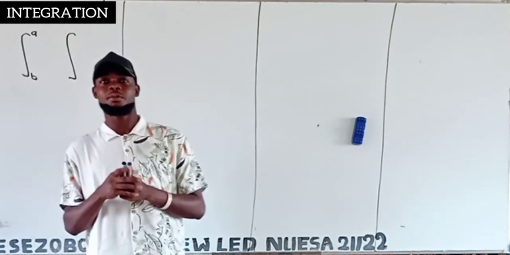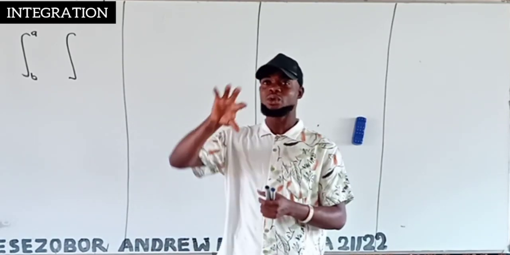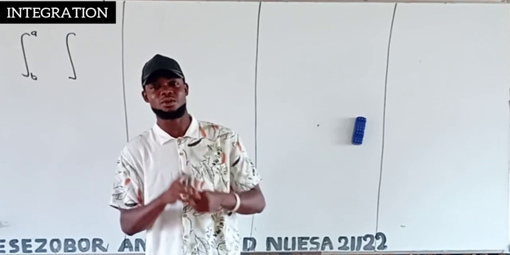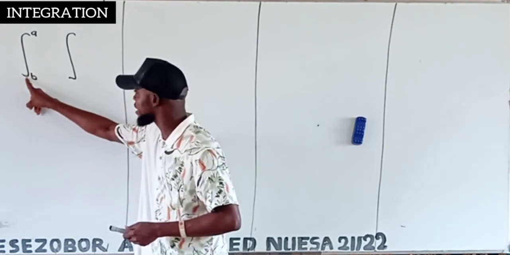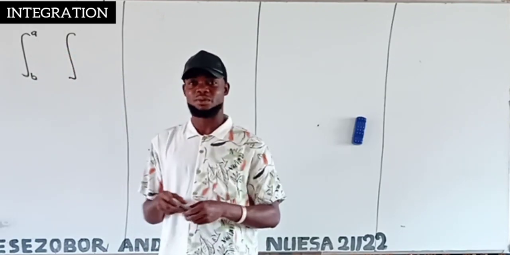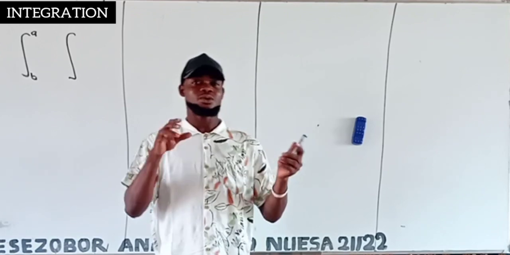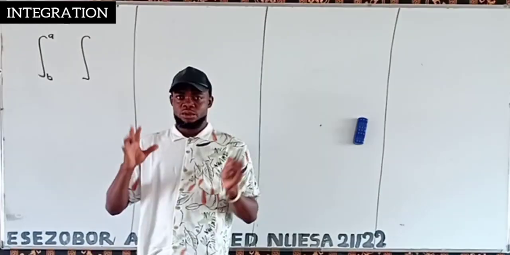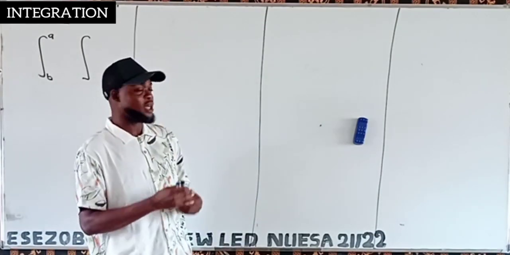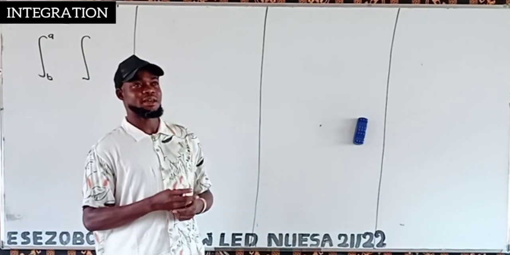For indefinite integral, you don't sum up, you just do it arbitrarily. You are not looking at a particular spot. But for this particular integration, we are summing up within a particular range from A to B. That's what we are doing. Take note of that. It's very, very important. So don't forget, we have two types of integration: the definite integration and the indefinite integration.